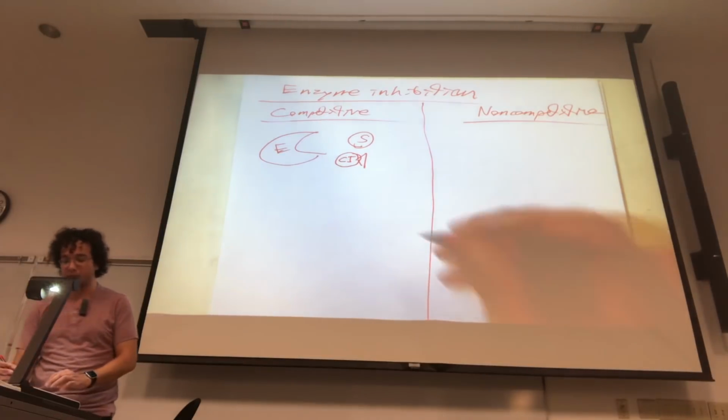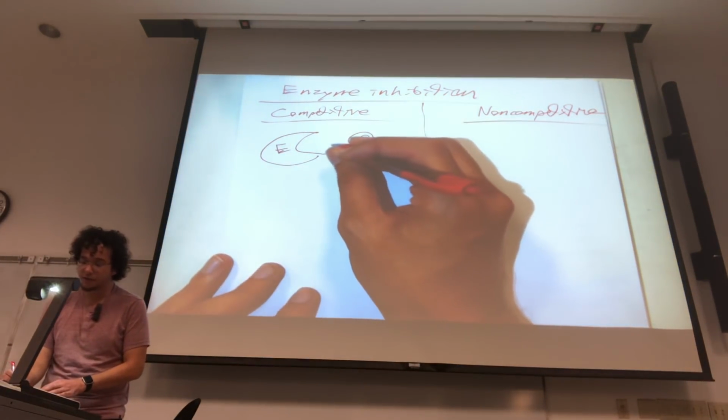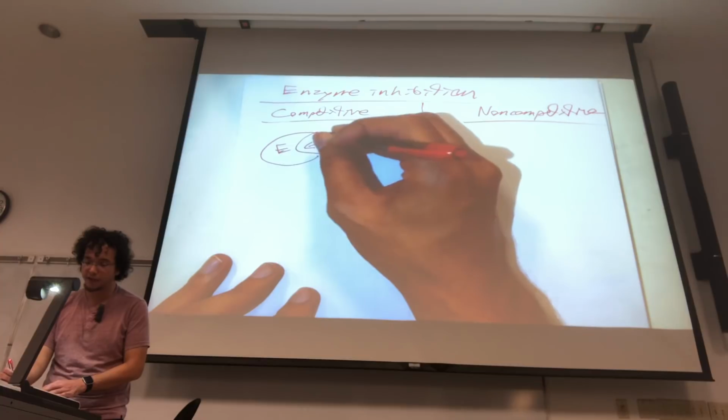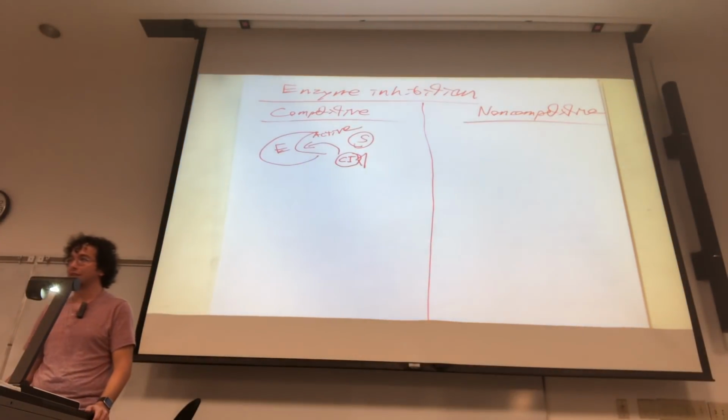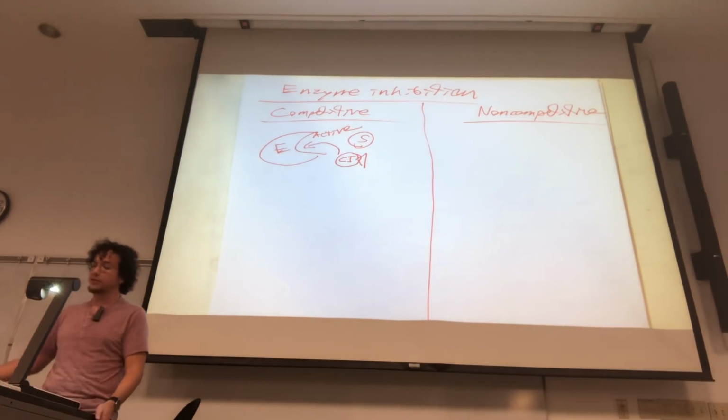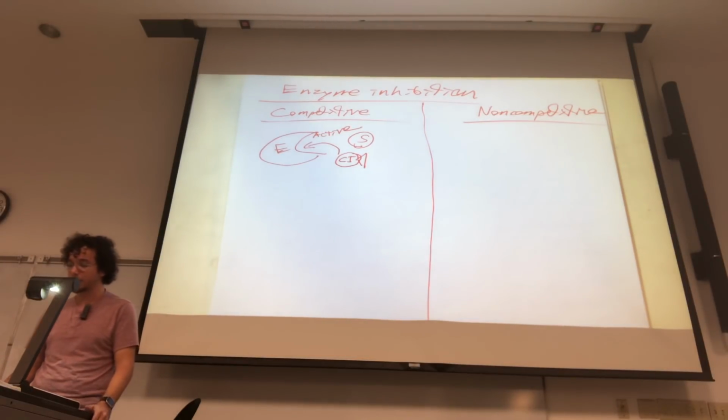Because it looks similar to the substrate, the competitive inhibitor is going to try to bind to the active site. It is competing with the substrate for the exact same spot on the enzyme. When it binds to the enzyme, it is unable to grab onto substrate and convert the substrate into product. So the rate of the reaction is decreased, and therefore you're inhibiting the enzyme.